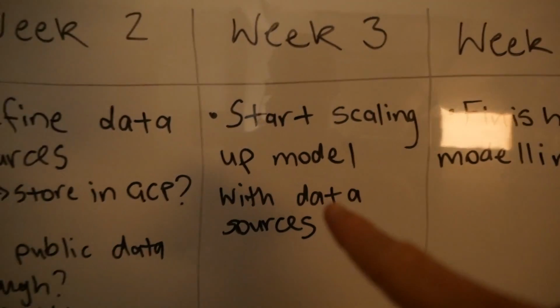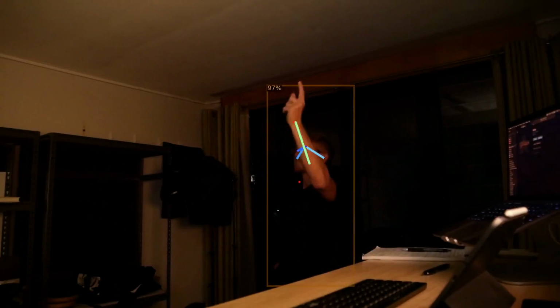I'm going to have a little bit of rest this weekend. So that's going to be day 13 and 14, and then we'll be back for week 3 where we start scaling our model with data sources. That's where we're up to. We've got a small working model. Next is to introduce all of the other classes that we have to use. So, I'll see you in week 3.